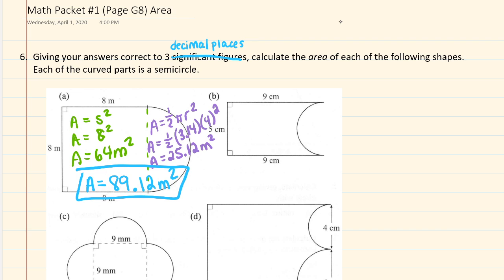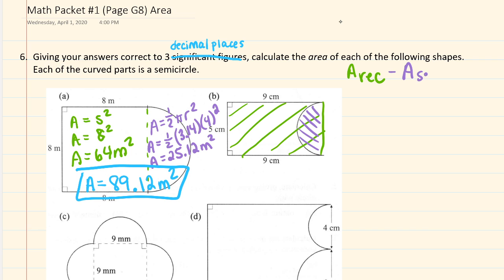Now let's go to the second one. This one is actually a rectangle where the semicircle has been taken out of it. So we're going to have to subtract that area away. So it's going to look like area of the rectangle minus area of the semicircle. All right, area of a rectangle is easy. It's just length times width. So we'll do 9 times 5, which is 45. Then we're going to take away the area of the semicircle.